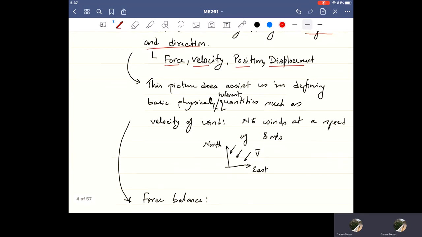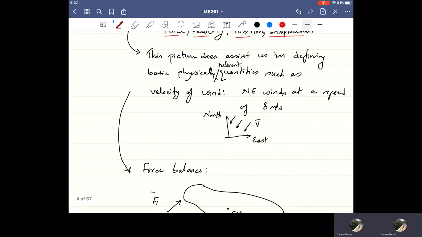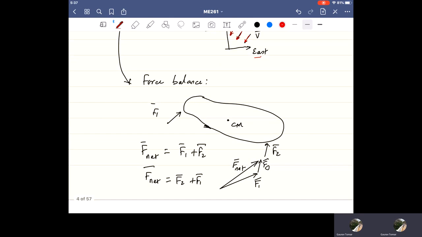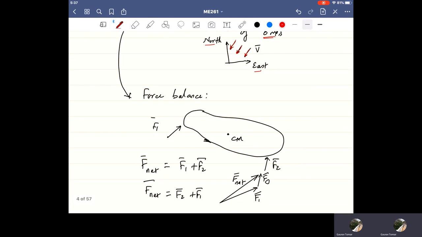So, for example, if somebody is talking about the velocity of wind, let's say northeasterly monsoons are brought about by northeasterly winds, and then you say, okay, northeast winds at a speed of 8 meters per second, then you know exactly what he's talking about. You're talking about winds blowing from the northeast with a magnitude of 8 meters per second. Similarly, when we draw force, these free body diagrams, we look at force balance on a body and then say, okay, the net forces that are acting, we account for them.